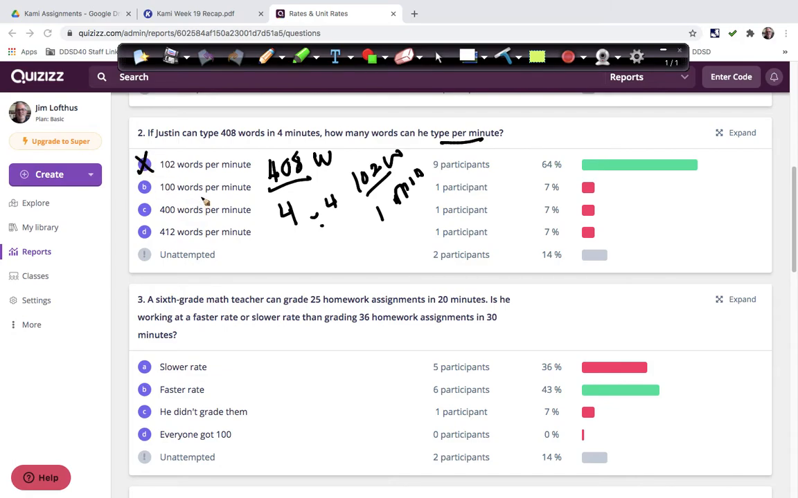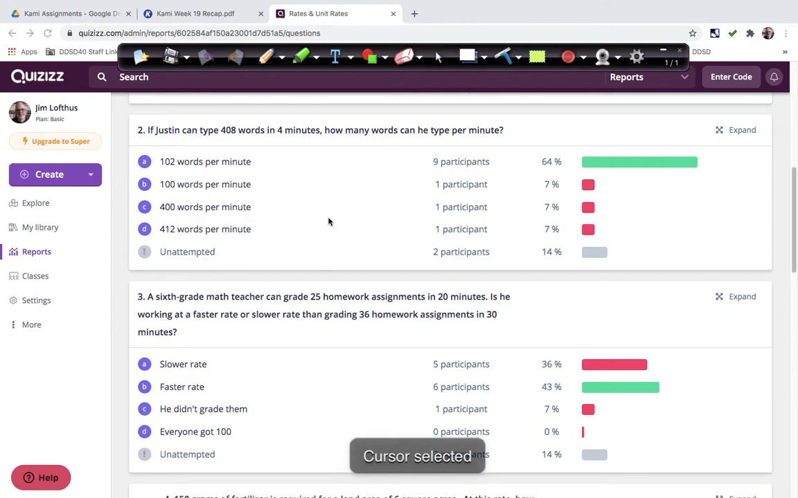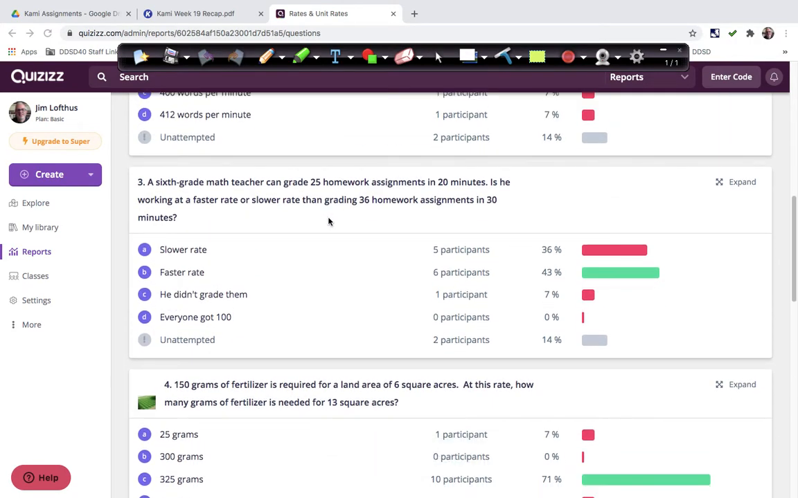So that was A. And 64% of the people in this class got that, good. All right, let's keep going. This one, a little less than half of people got it, so let's take a look at it. This was a pretty challenging one because you have to make this into a rate. 25 homework assignments in 20 minutes is one rate, and 36 homework assignments in 30 minutes.